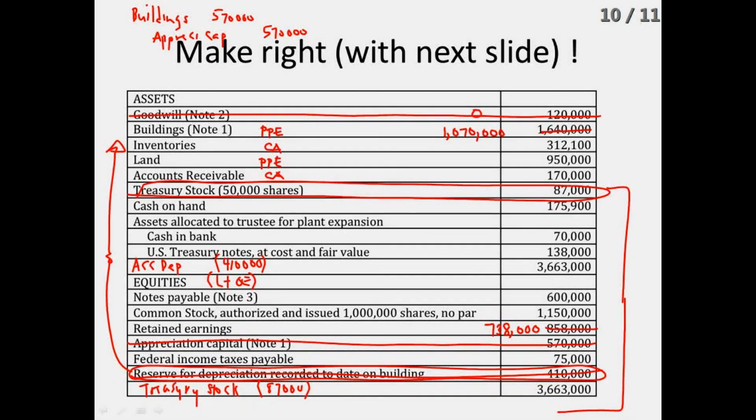Now, cash on hand. What kind of account is that? Cash, current asset, very liquid. Okay, number one. Let's put that as number one.